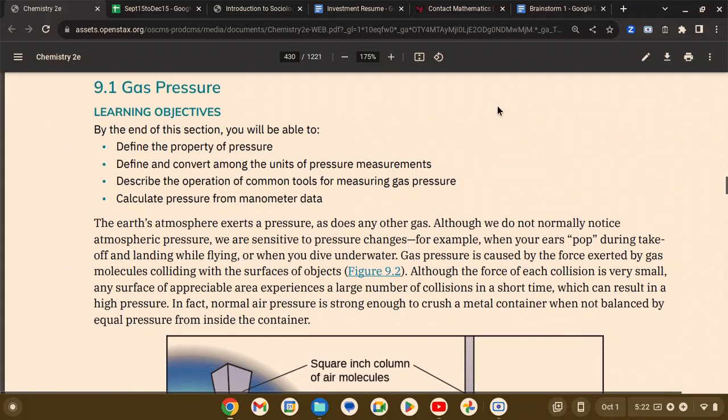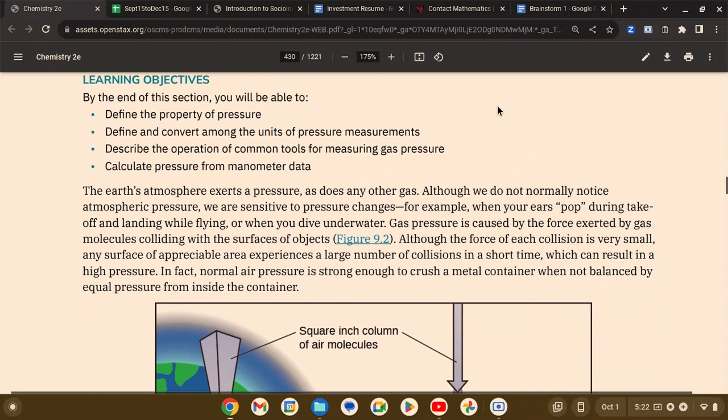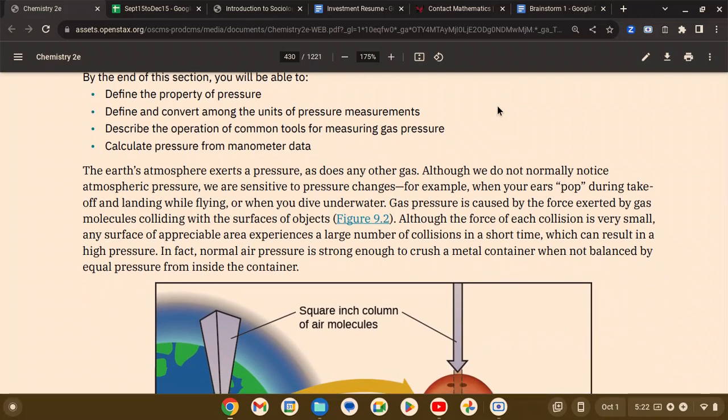9.1 Gas Pressure. By the end of this section, you will be able to: define the property of pressure; define and convert among the units of pressure measurements; describe the operation of common tools for measuring gas pressure; and calculate pressure from manometer data.